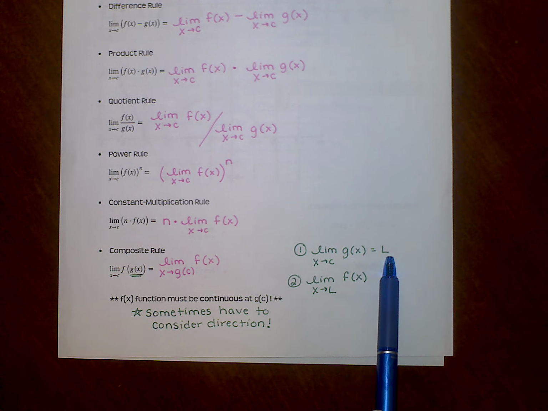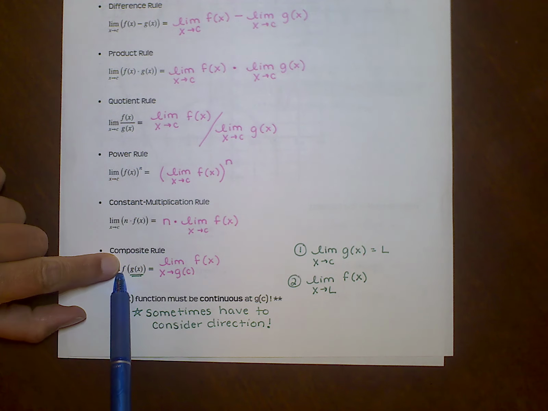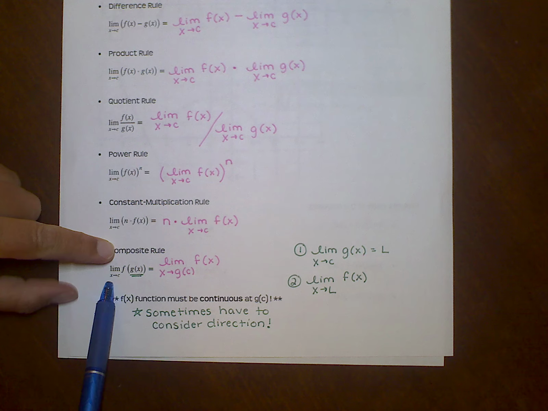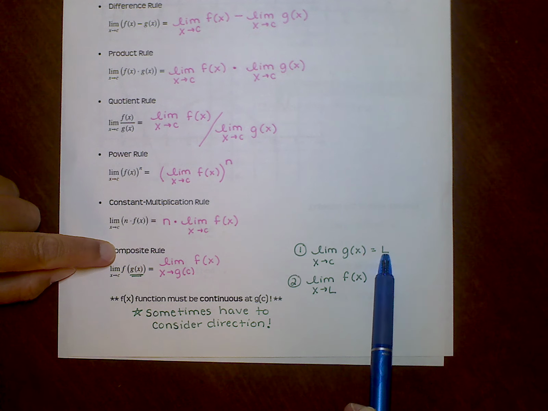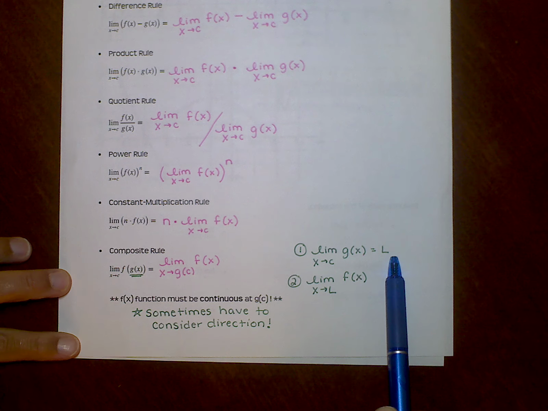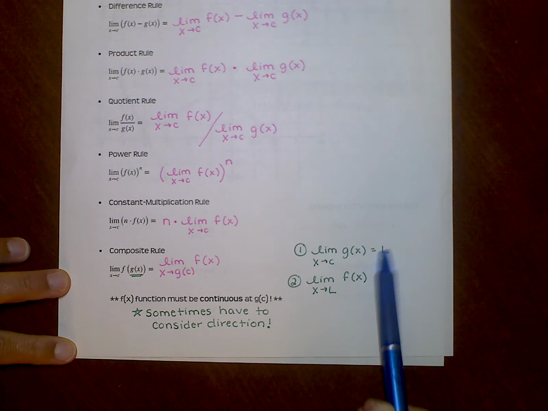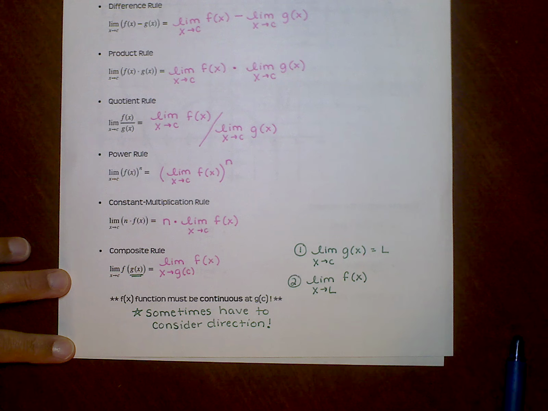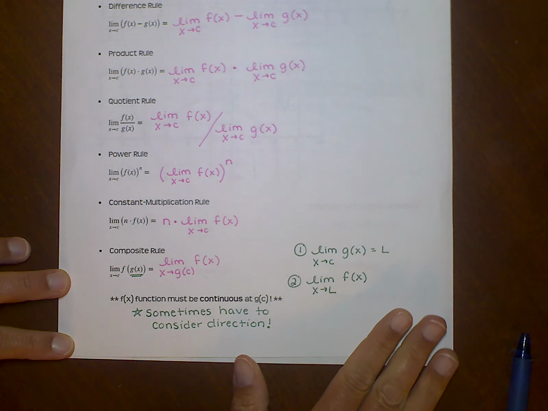The next thing I'm going to do is look at that outer function, but what I want to consider is the limit of that function, not as we're approaching c, but as we're approaching this limit L. When you do a composite, the output of one function becomes the input of the other. So this is like a y value for the g of x function, but then we're taking that y value and putting it in for x in the f of x function. That is just how composites work.